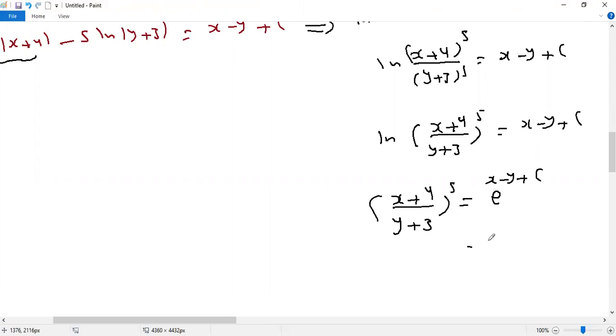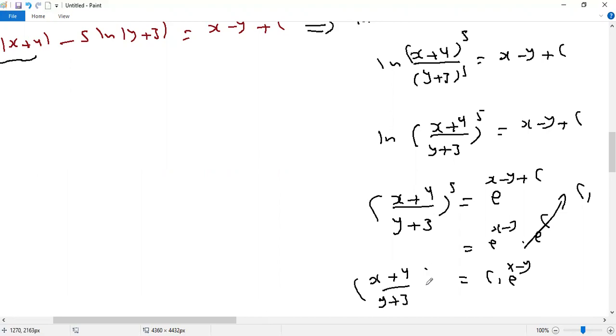And this can be written as e to the x minus y times e to the power c, which I can write as c1. So then I can write it as c1 e to the x minus y, and on the left side of the equal sign is x plus 4 over y plus 3 to the power 5. So this is the final answer. e to the power c equals c1, because we don't know what c is, so it is a constant c1. This is the final answer of the differential equation.